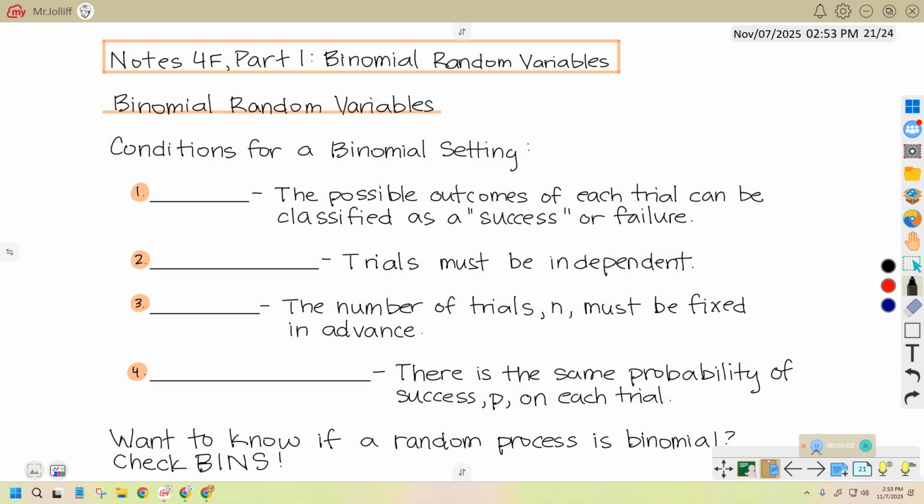All right, if I get your attention up front, we are starting today with section 4F.